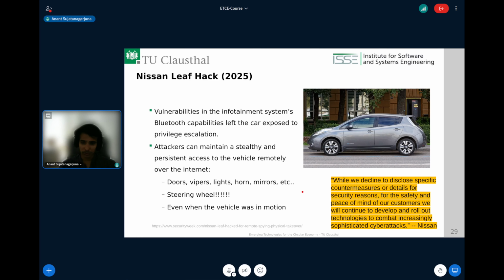And if you want to guess what the reply from Nissan was after this was discovered and they were asked for comment, they declined to disclose any specific countermeasures or details for security reasons. So once they patched this problem, they declined to say how they patched it and how they are preventing this from happening in the future, because they want to say, yeah, for the safety and peace of mind of the customers, we do this all the time, but we also don't want to tell people how we're doing this.